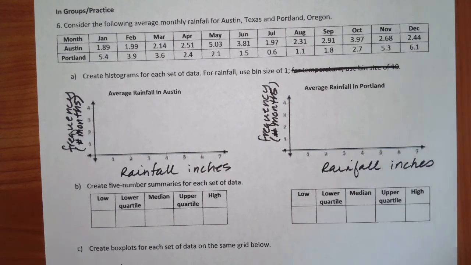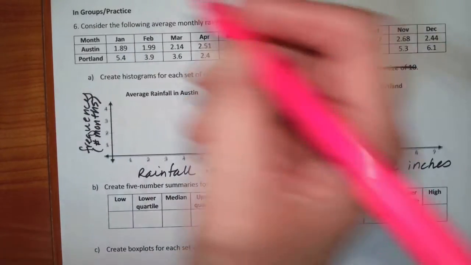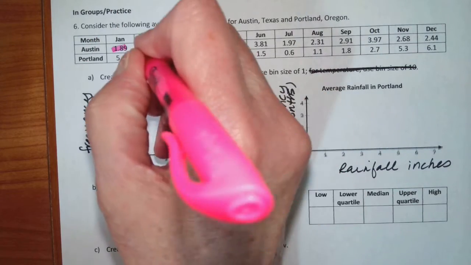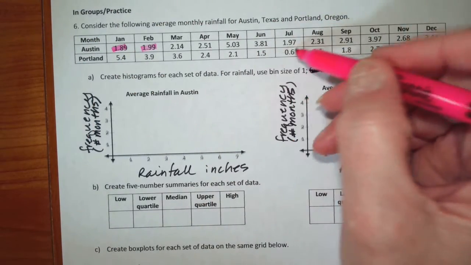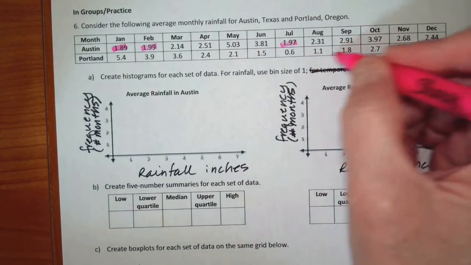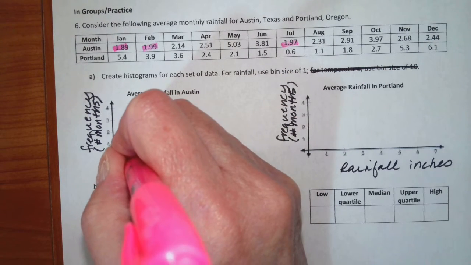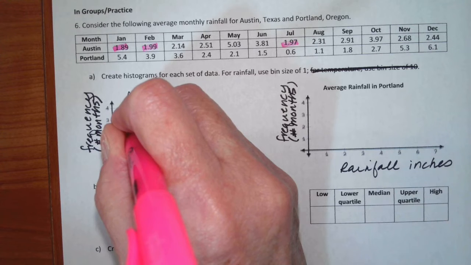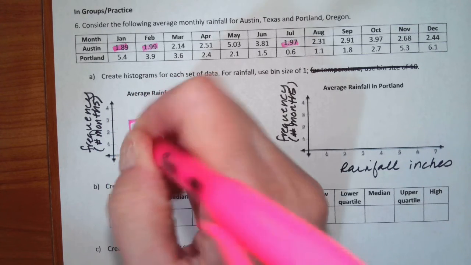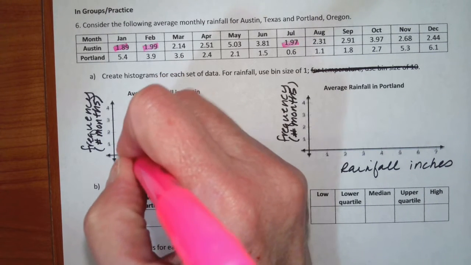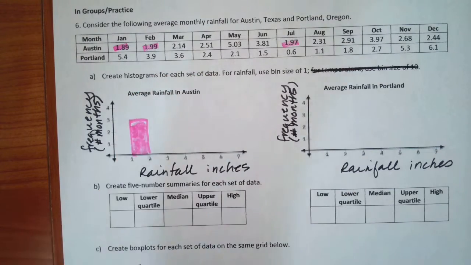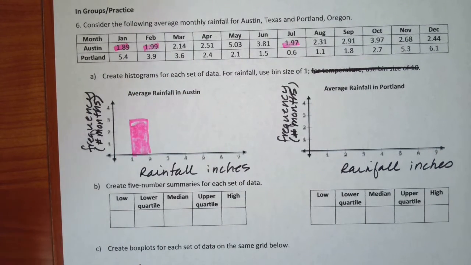So let's see what we can do in the 1 to 2 inches. So we have 1, 2, 3. So between 1 and 2 inches, our histogram is going to have a height of 3. There are 3 months where the average rainfall is between 1 and 2 inches.